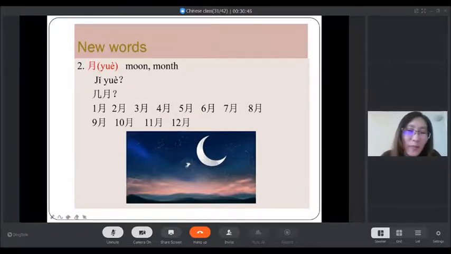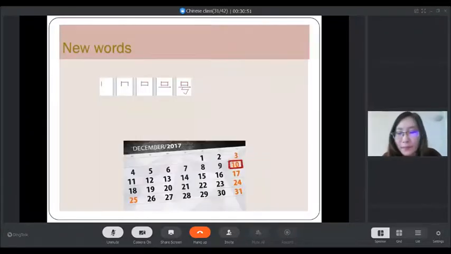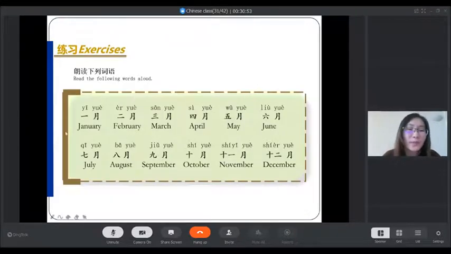Second, 月. You can just remember this one and add the number 1 to number 12 to name the month. For example, 1月, 2月, 3月, 4月, 5月, 6月, 7月, 8月, 9月, 10月, 11月, 12月. How about the date? For example, this day, we'll say 6号.